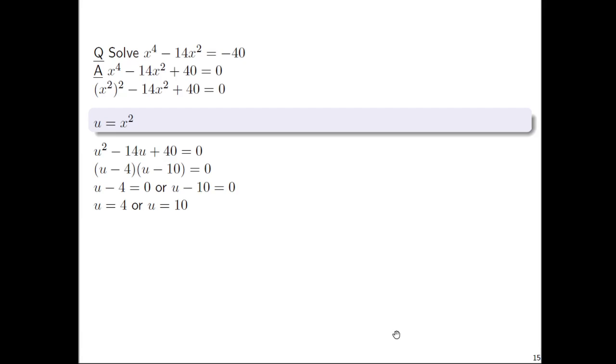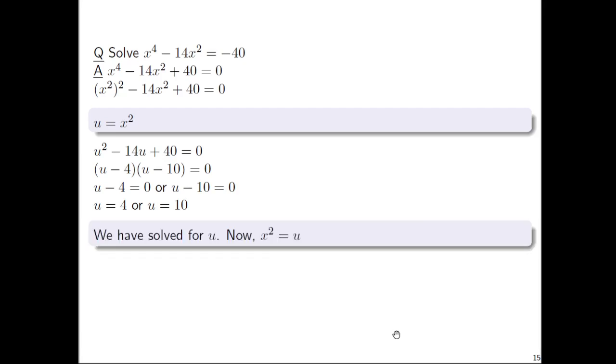Now that we've solved for u, it's u equals a number or u equals a number. Only at this stage do we think about replacing back the other way. I'm pointing out we have solved for u. Now replace every u with an x^2. So we have x^2 = 4 or x^2 = 10. We get x = ±2 or x = ±√10. It really is plus or minus root 10. Don't turn that into plus or minus 5. Root 10 is not equal to 5.